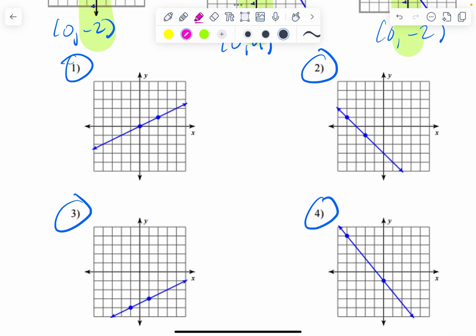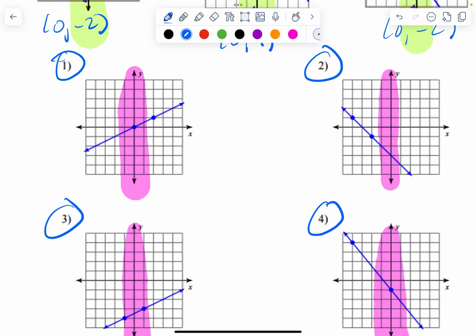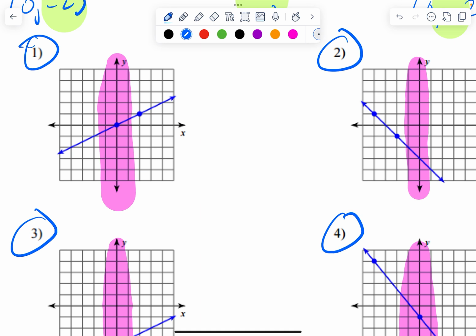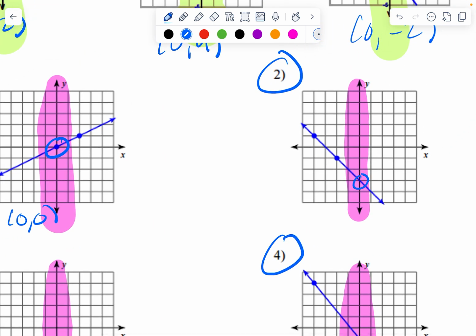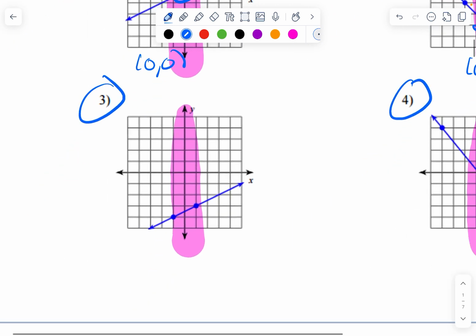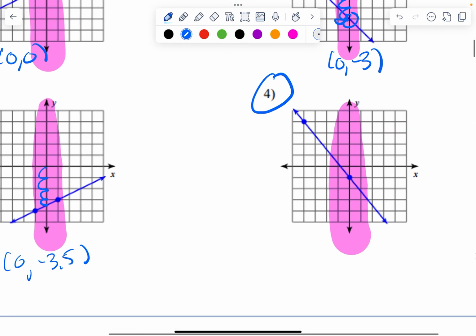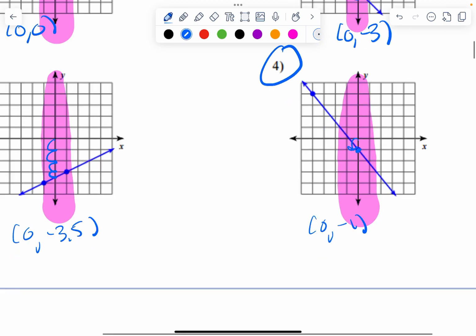Okay, so by pressing play, that means everybody's done this. Please make sure you're writing the answers down on your paper because, like I said, I am taking a grade on today's assignment. So that crosses the y-axis at 0, so it should be 0, 0. Number 2 crosses the y-axis 1, 2, 3 below 0, so that's 0, -3. Number 3 crosses the y-axis at 1, 2, 3.5 below, so 0, -3.5. And 4 crosses the y-axis 1 below 0, so it's 0, -1.